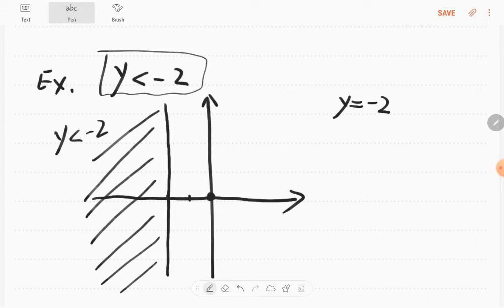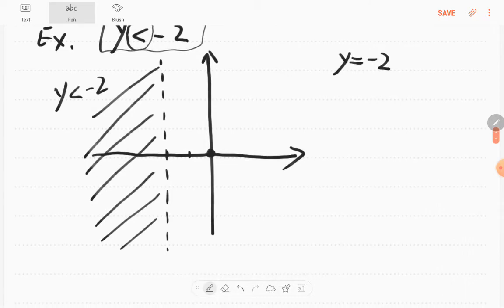But here's one very important thing: since this one is strictly less than, not less than or equal to, the boundary should not be included. So we use a dashed line to denote that the boundary is not included. The region is on the appropriate side of this dashed line, but the dashed line itself is not included. Okay, so this is y less than negative 2.